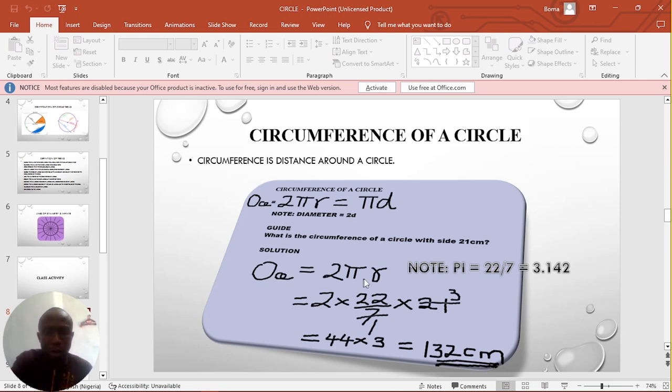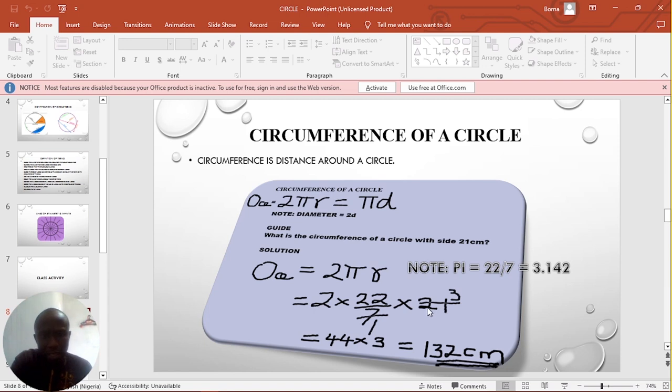Circumference is equal to 2 pi r, which is 2 times 22/7, because that's what pi is. Don't forget, pi is a constant value, and it is written here. Note, pi is equal to 22/7, equal to 3.142, but we are using the fraction. So we say 2 times 22/7 times our radius, which is 21. So we have to put 21 there.